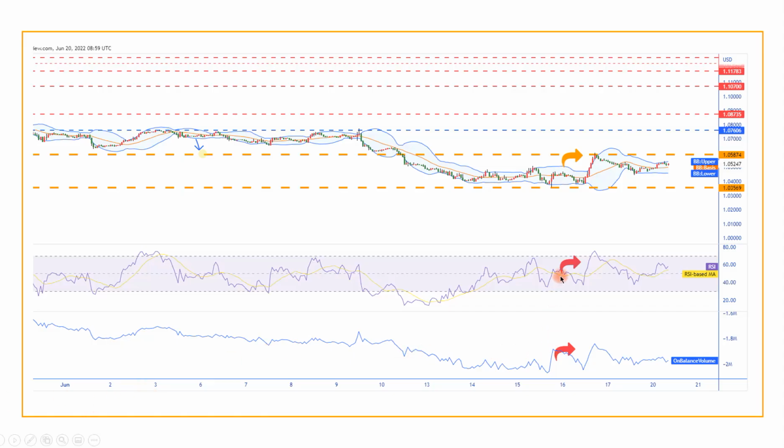So we see the volume increase showed up behind the Bollinger Bands and the RSI. Not much behind, but showed up behind.